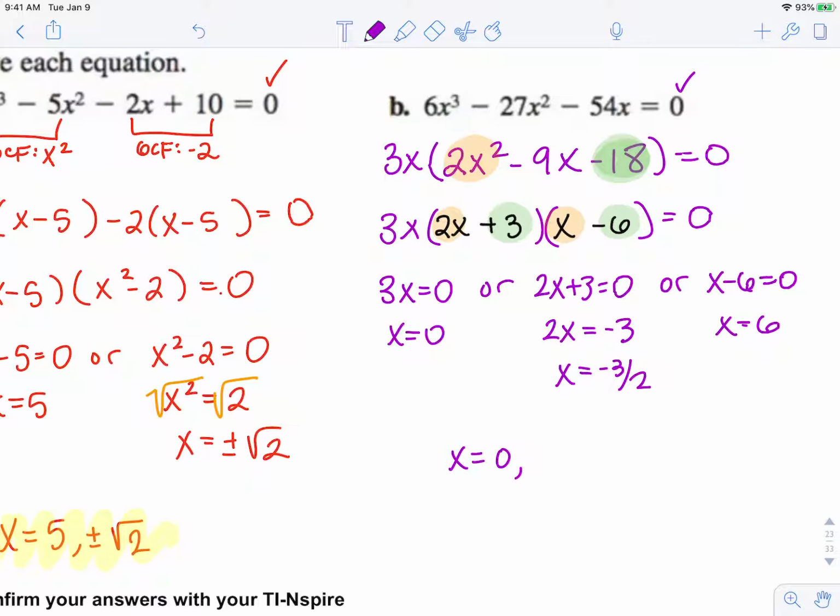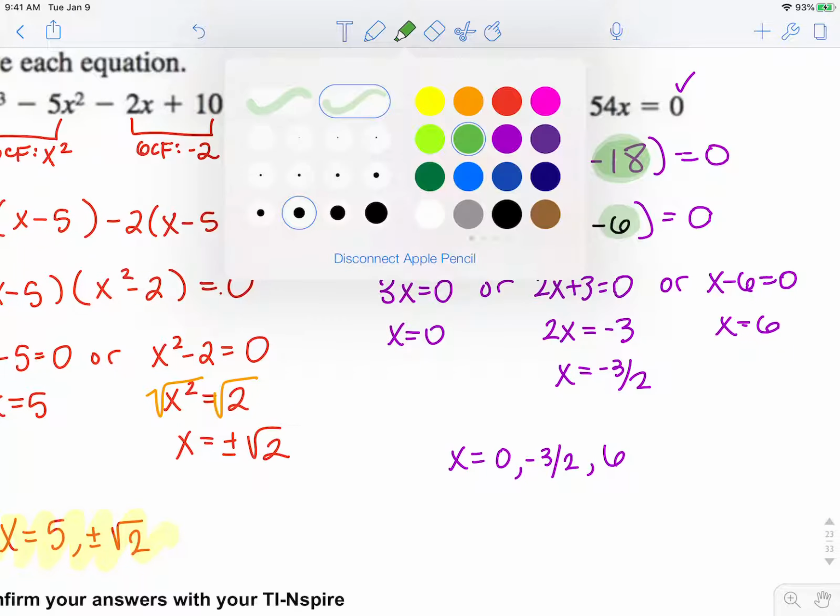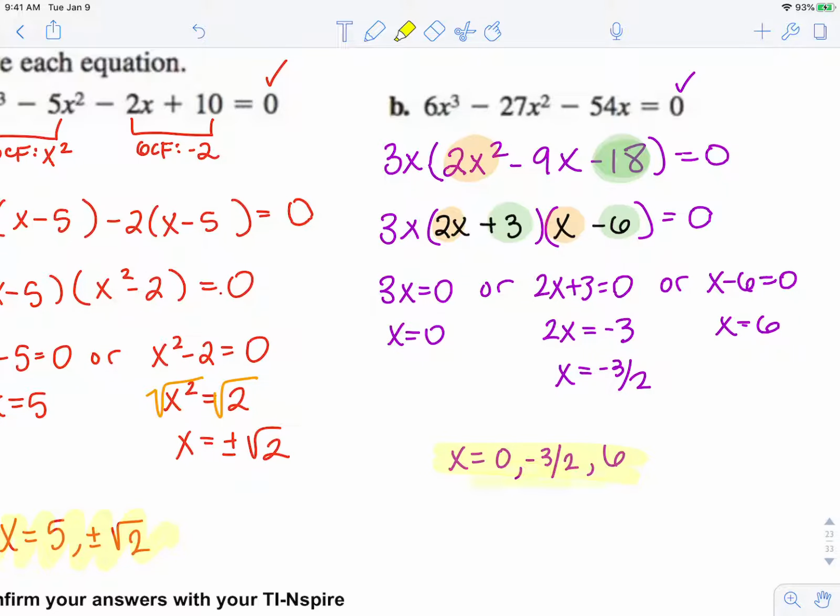So x equals 0, -3/2, and 6 as a summarized answer.